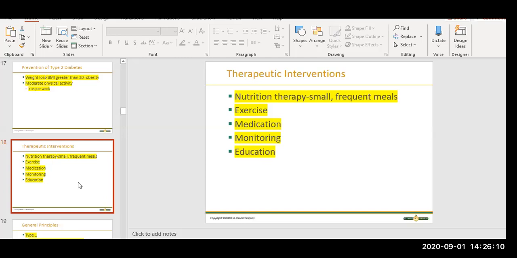If you think that not eating will make you lose weight, it'll make you gain weight first. Small, frequent meals, the right kinds of foods, will make you thin and keep you healthy. You need to exercise. And then, if all else fails, we do have medication, we have monitoring, and we do have education for people, but they have to listen in order for that to work.